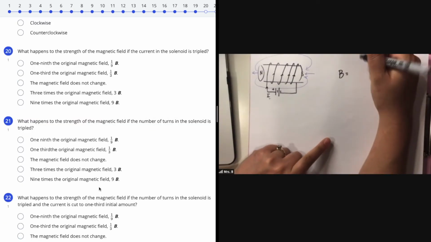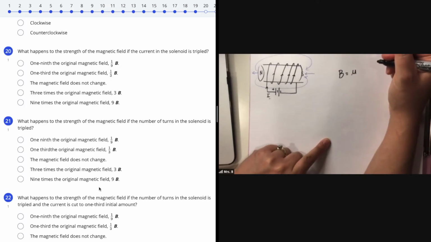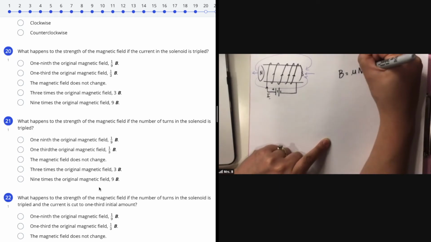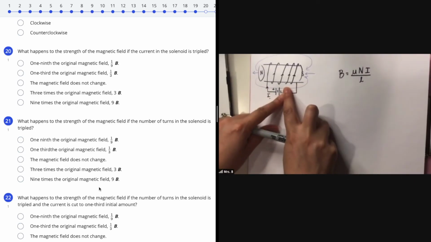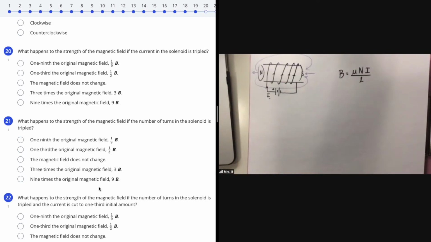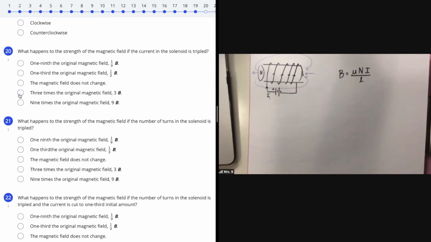The magnetic field of a solenoid depends on mu, that's the magnetic permeability of the material that the core is made of, number of coils, the current, and the compression, how close together we bring those coils. So let's do some proportions. If we triple the current, we triple the magnetic field. That's a direct relationship. More electricity, more magnetism.